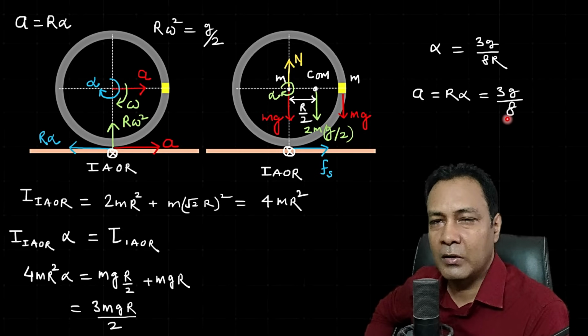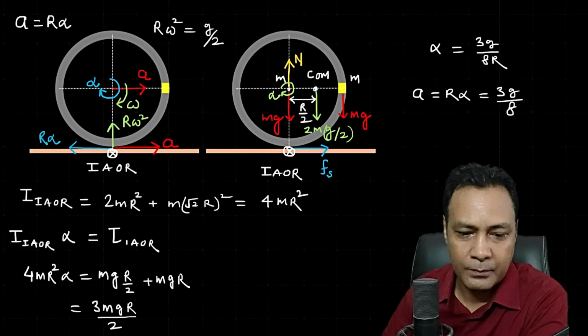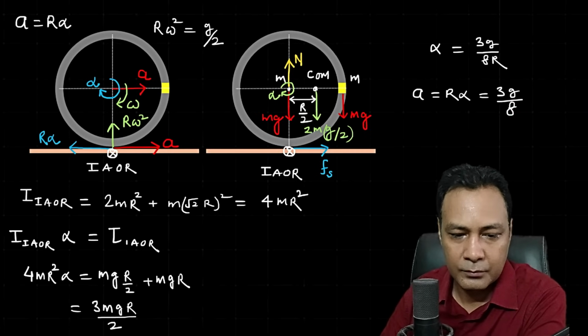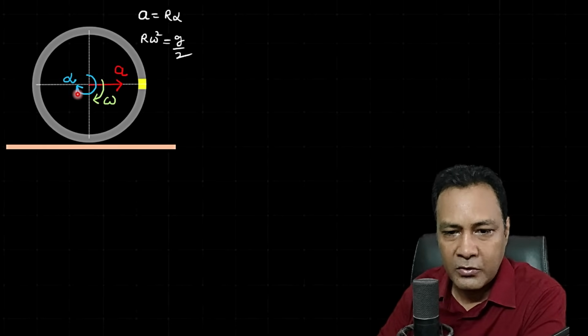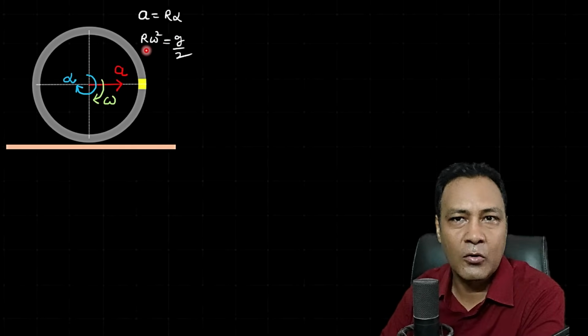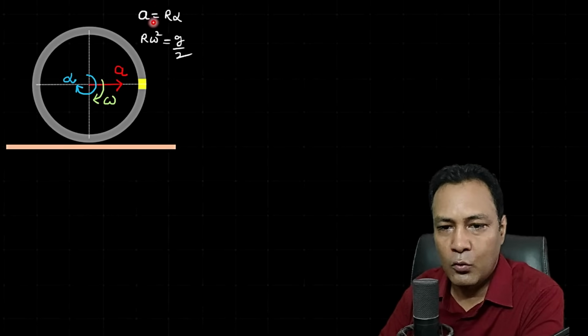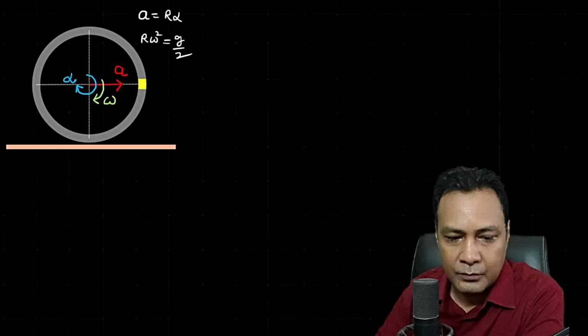Now we want to apply torque about center of mass to get the same result. Alright. So once again this is the picture. At the shown moment, center of mass has acceleration A, angular acceleration alpha, and omega is such that r omega square is g by 2, no slipping, so A is equal to r alpha, and r omega square we have calculated as g by 2.